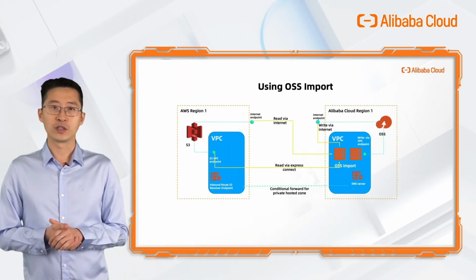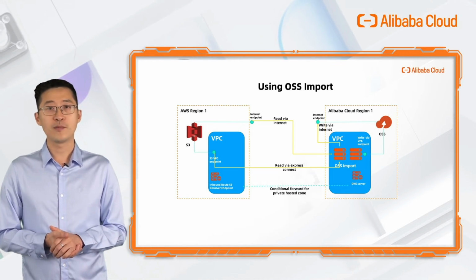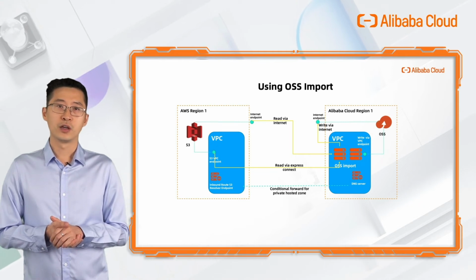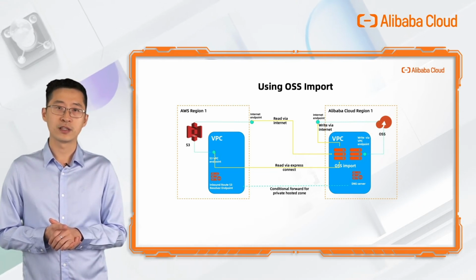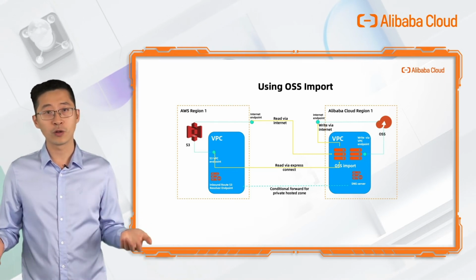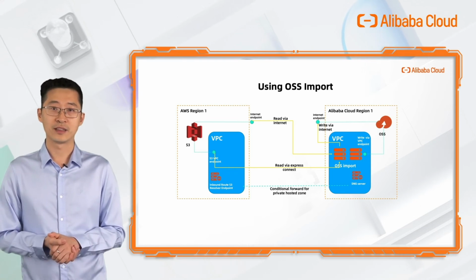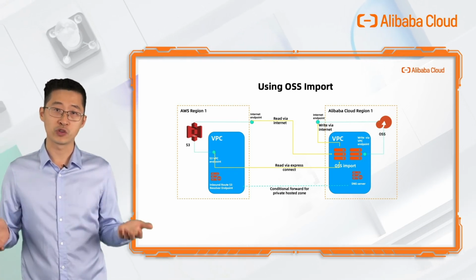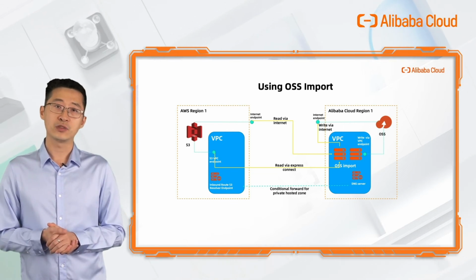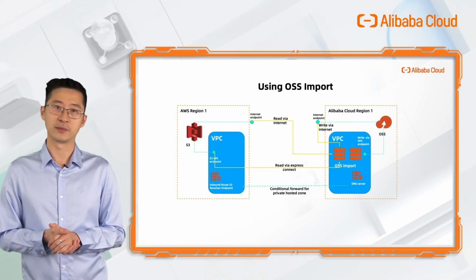The second way to import your data is to use OSS Import. OSS Import is a tool used to migrate data to OSS. You can deploy OSS Import on local servers or ECS instance to migrate your data stored locally or in other cloud storage systems to OSS. It supports standalone mode for data migration jobs with less than 30 terabytes of data, and the distributed mode for data migration jobs with greater than 30 terabytes of data.